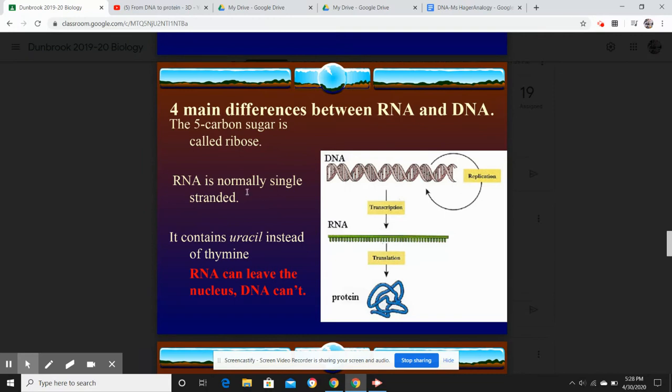So RNA is normally single-stranded. It contains uracil instead of thymine. That's very important. So U is substituted for T.